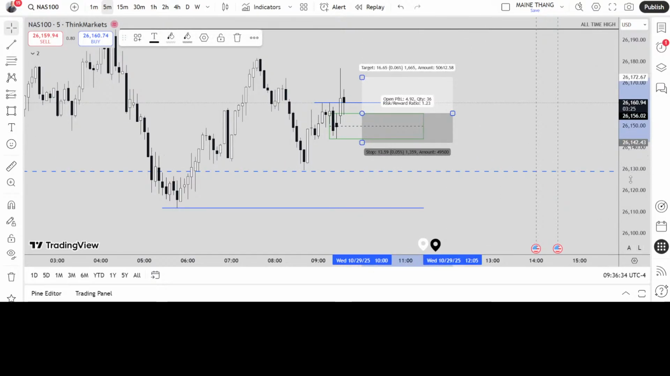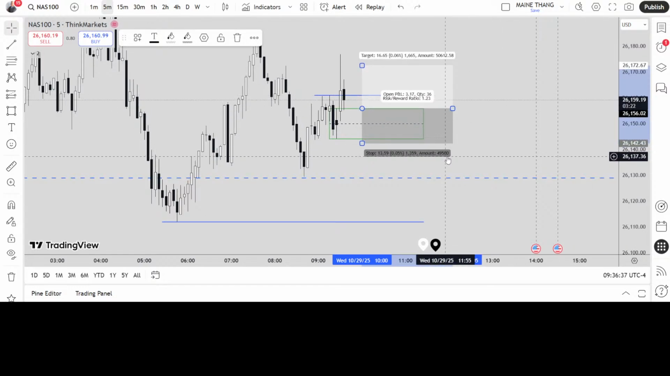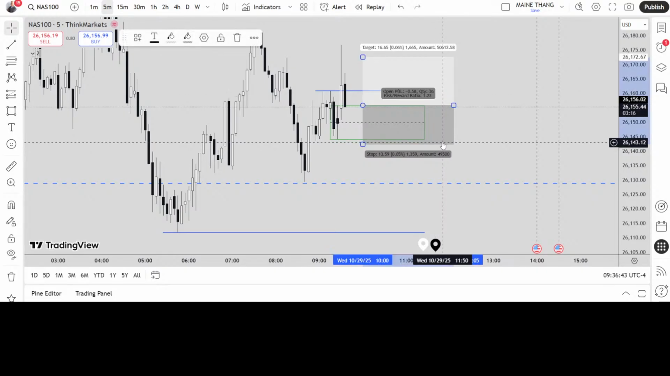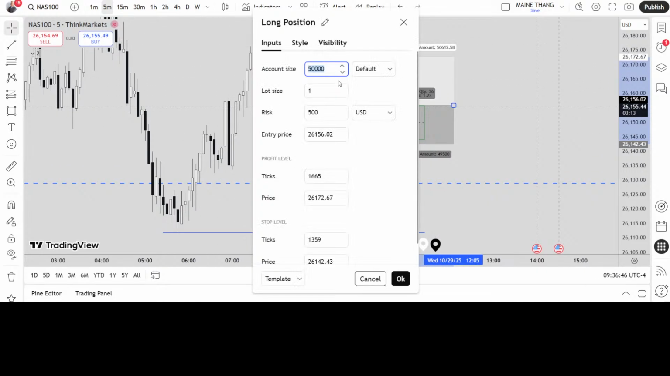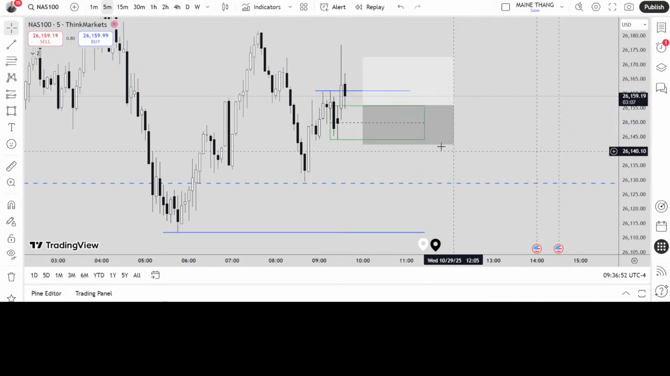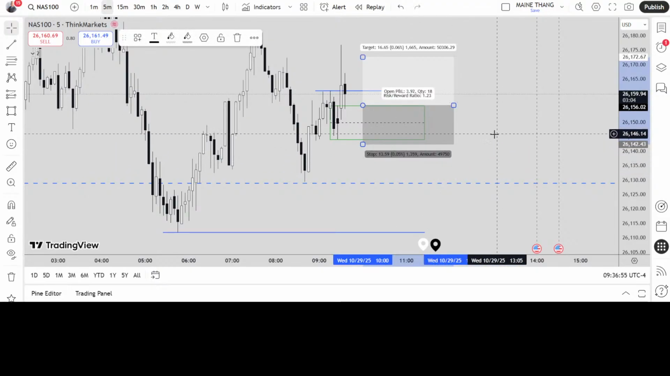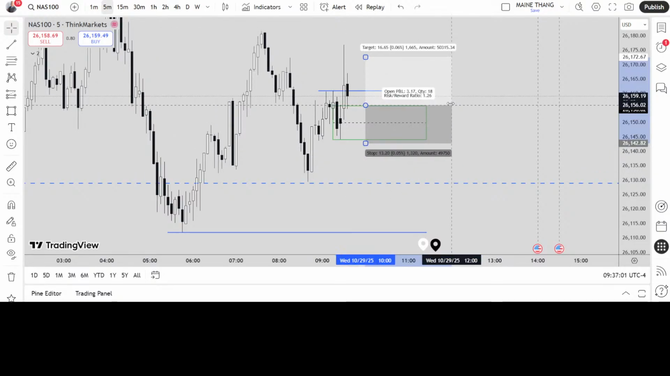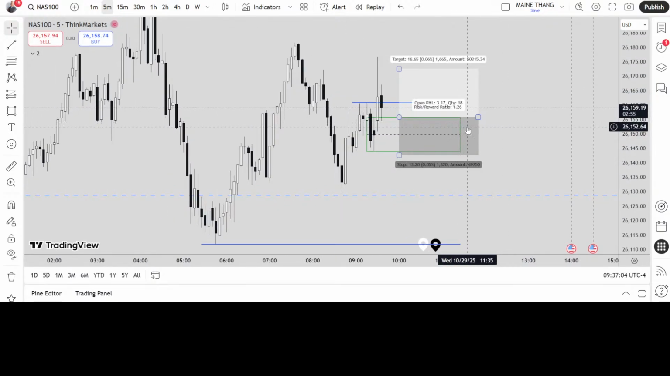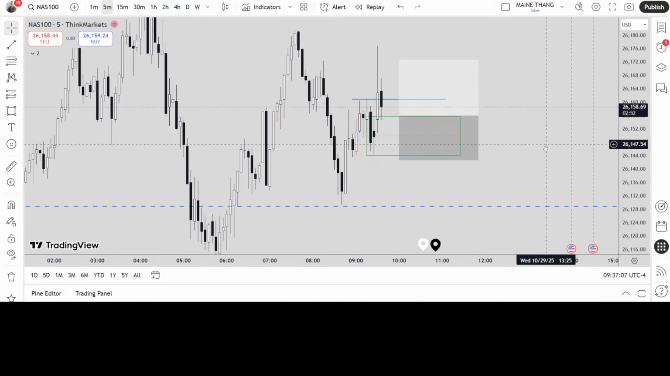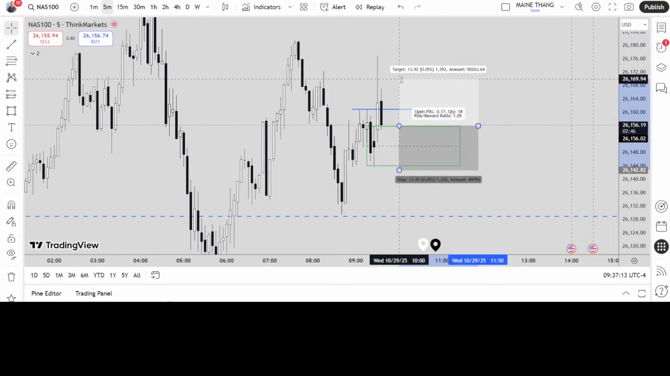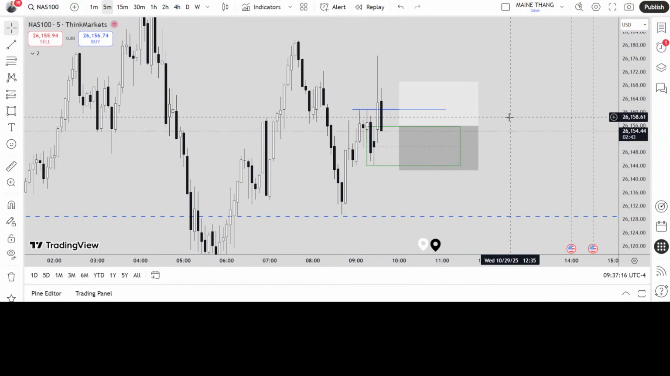If you were risking 1% on a 50K account yesterday, you would have lost that whole 1%. So today you would do half of that. Change that real quick in the settings. So now your risk is 250. I mean, 1-to-1, depending on where you enter.